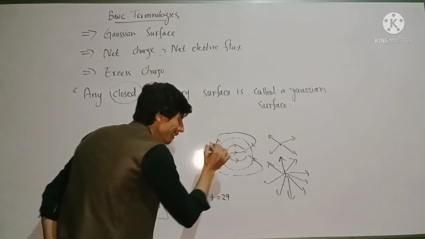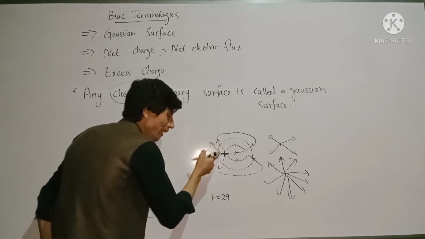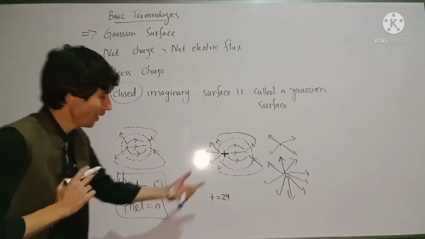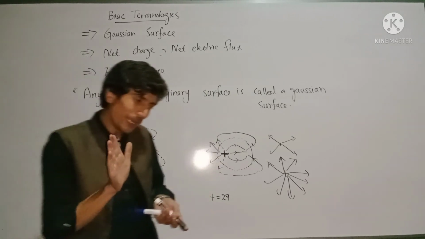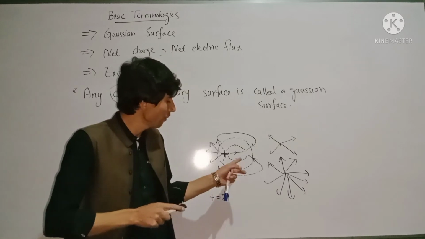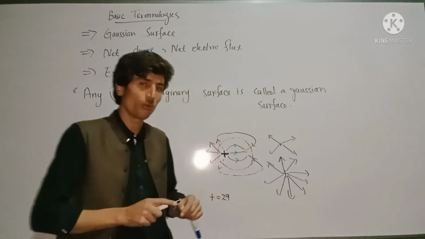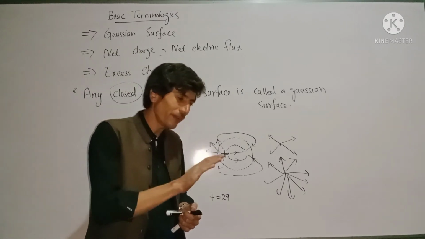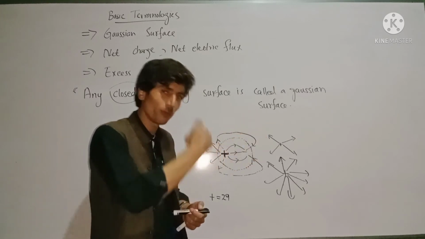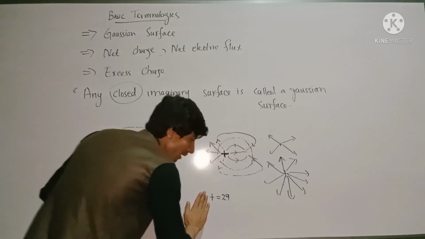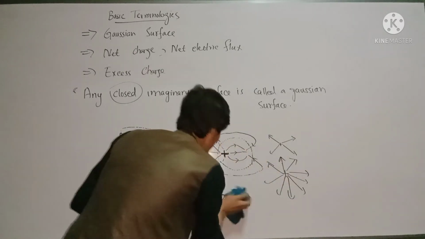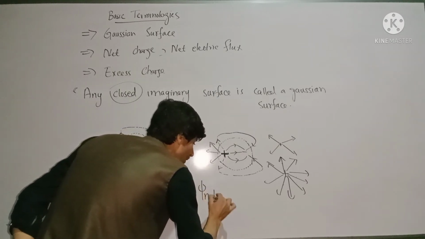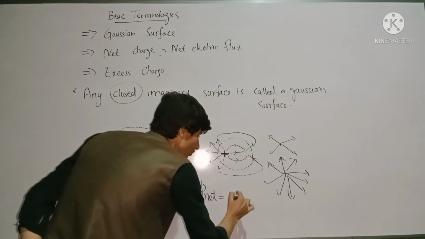But keep in mind these electric field lines will leave the surface but will not enter again to the closed surface. So in this case there are more electric field lines leaving the closed surface and fewer entering it, or the number of electric field lines leaving the surface is greater than the number entering the surface. So in this case the net electric flux magnitude can be considered positive.